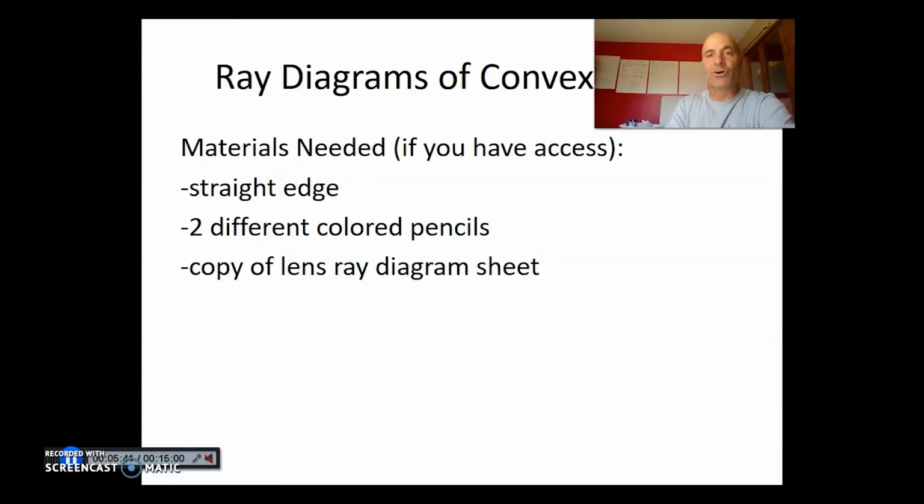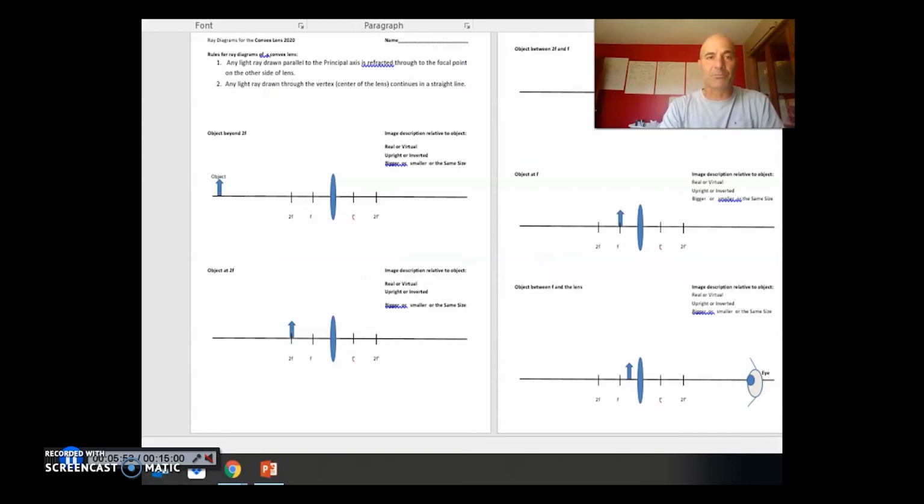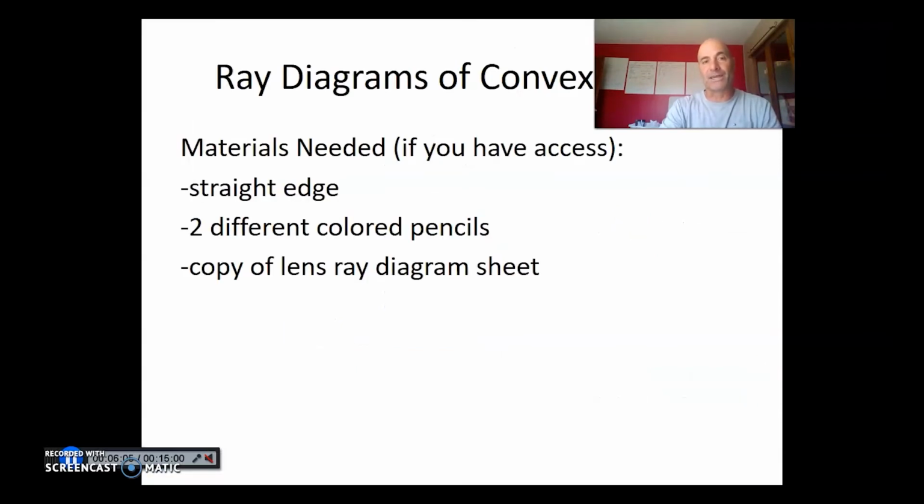Okay, so for this next activity, I really hope you guys will try this at home. If you look on your Google Classroom, there is an attachment which is a ray diagram of convex lenses. It looks like this. If you can print it out, that would be great. If not, you can just draw them freehand in your journal. And of course, if not, just follow along my PowerPoint as I go through how to do these ray diagrams.